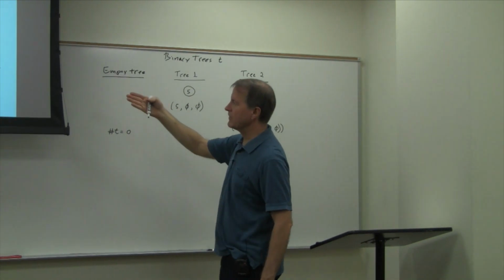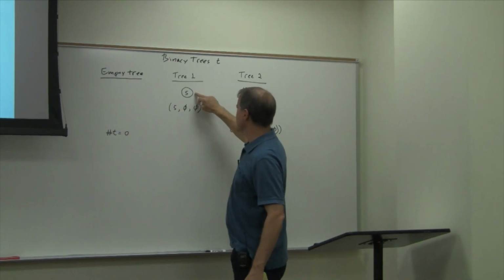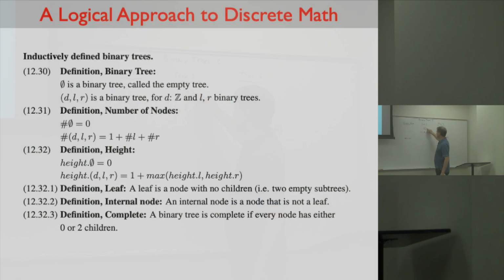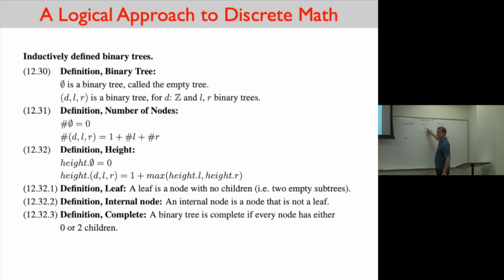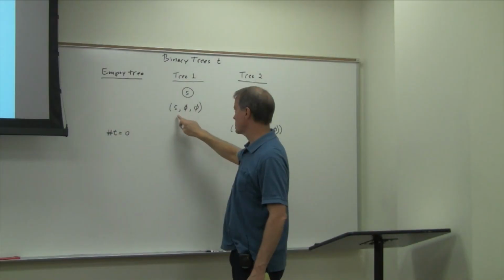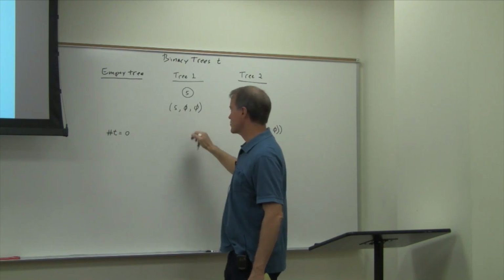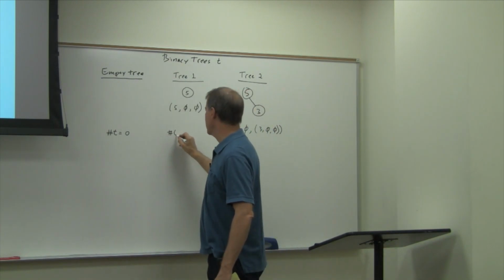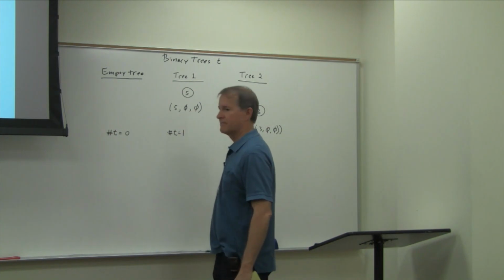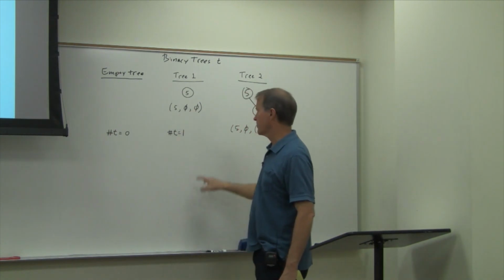Now, how many nodes are here? Well, according to the definition, is this the empty tree? No, this is not the empty tree, right? It's 1 node. Okay, and so what does it say? The number of nodes in this is 1 plus the number of nodes in the left plus the number of nodes in the right. So it's 1 plus 0 plus 0. So here, pound T is 1. Are you with me? And there's one node.